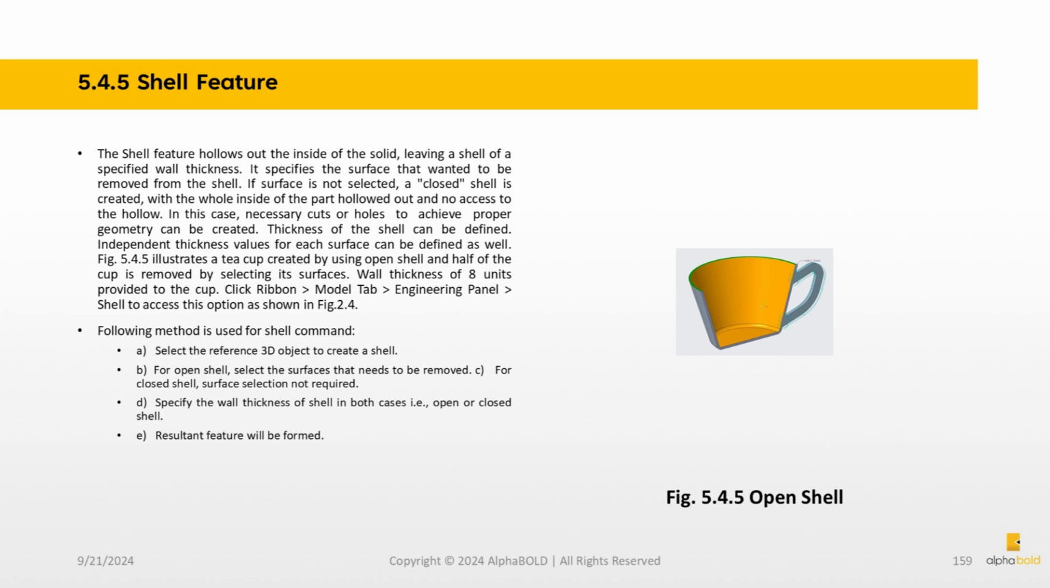In this case, necessary cuts or holes to achieve proper geometry can be created. The thickness of the shell can be defined. Independent thickness values for each surface can be defined as well. Click Ribbon Model tab, Engineering Panel, Shell to access this option. The following method is used for the shell command.